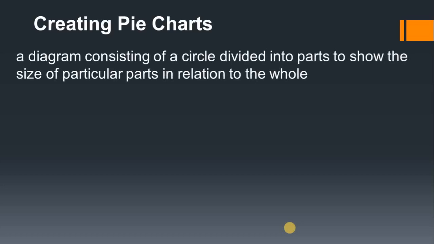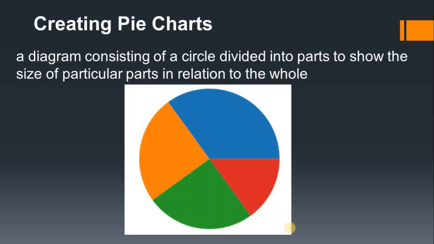A pie chart means a diagram consisting of a circle divided into parts to show the size of a particular part in relation to the whole. For example, this is a pie chart and here you can compare each part. You can observe this blue part has more share than the other parts. It is taking more space and this red part is taking a smaller share. So when you read a pie chart, you have to compare each individual part to the total. That is the logic of understanding a pie chart.